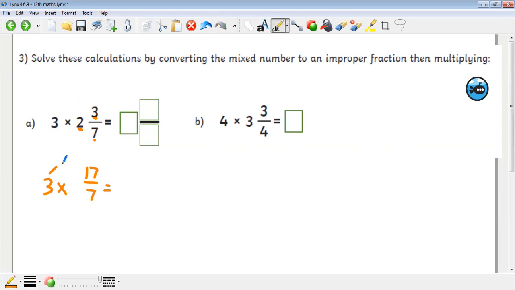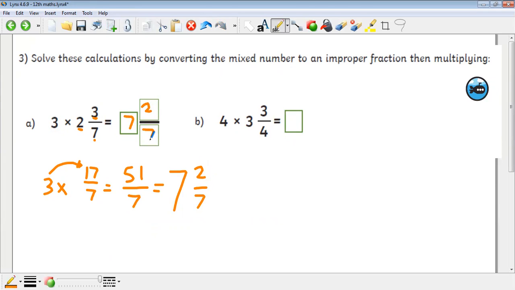So then what you need to do is you need to times the numerator here by 3. 3 lots of 17, you're going to need 51, over 7. And that means I've got to divide 51 by 7. I can't bus stop it because 5 is already smaller than 7, so you would end up having to know your 7s anyway. If I count in 7s, 7, 14, 21, 28, 35, 42, 49. That was 7. If I'd used 49 as my 51, I'd have 2 left.